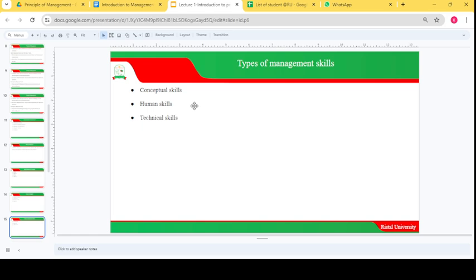And then we have technical skills. Technical skills, it means the understanding of and proficiency in the performance of specific tasks. For example, managing production or finances.